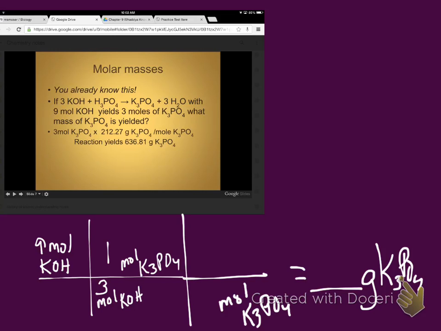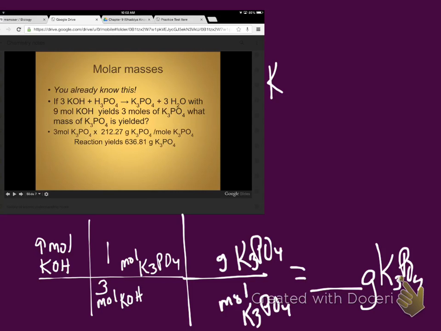What do we want to end up in? Grams of potassium phosphate. So what's going to go in our top last section? Grams of potassium phosphate. Now, the $64,000 question, where are we filling the numbers in here from? Molar mass. So we have to use molar mass.